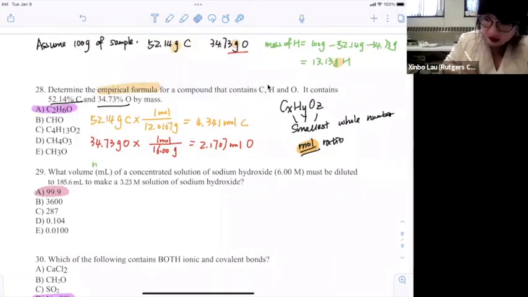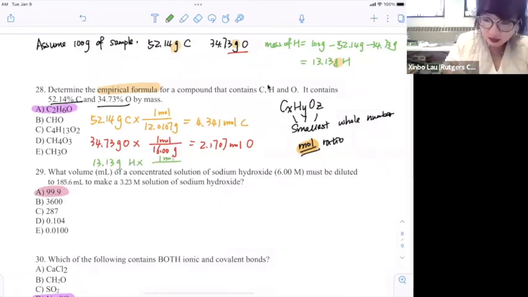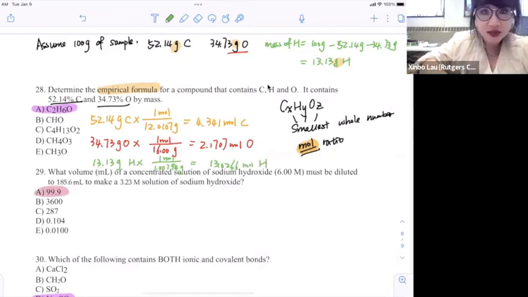So that's 13.13 grams of hydrogen. Every 1 mole is 1.00794 gram. So I get 13.0266 moles of hydrogen. Okay, so now I'm going to write down the pseudo formula.